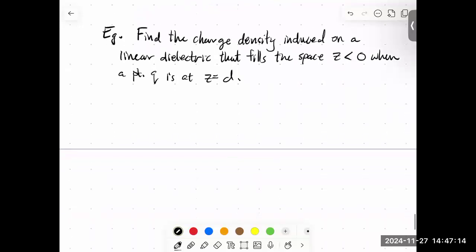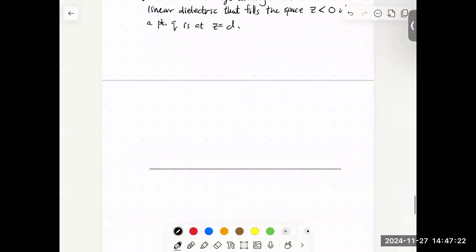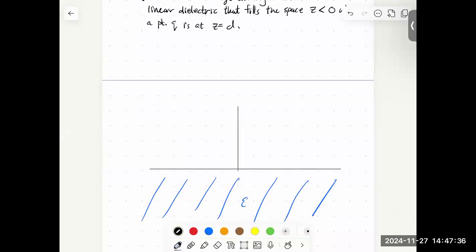Okay, so let's draw the picture. I'll draw the picture on the next page here. This will correspond to our dielectric, which is going to live in this space here. And so there's some permittivity epsilon. And then we're going to place a charge Q, we'll say it's positive, over here, and this is a height d above this plane. And so this plane sits at z equals 0.